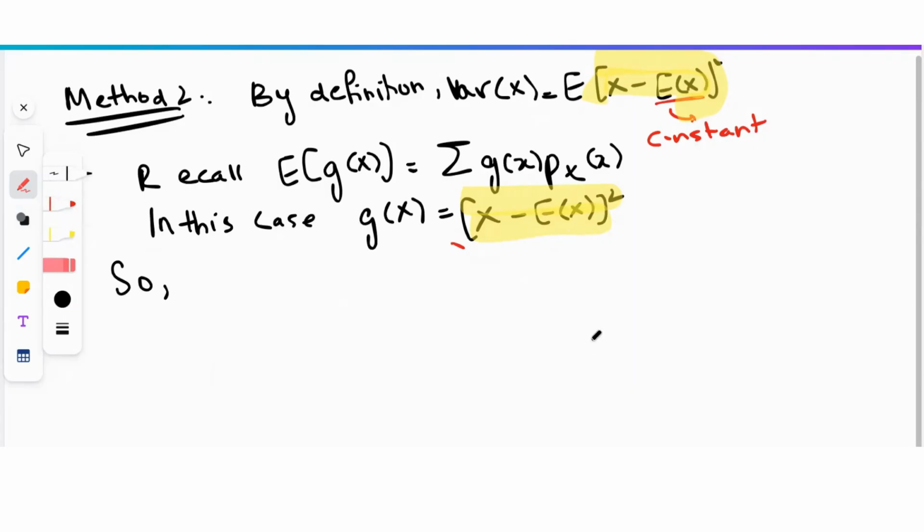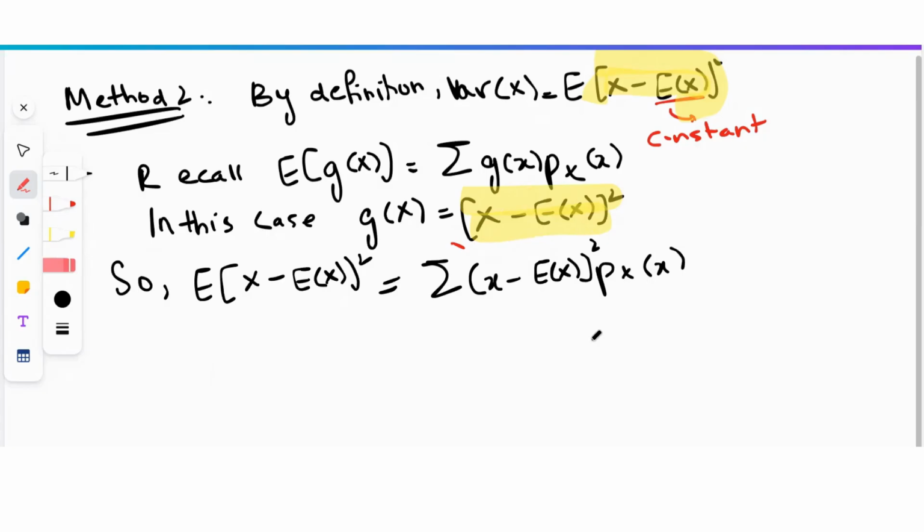So, using the fact of how we find the expected value of a function of a random variable, we can write this as a summation. Instead of g(x), we'll just put this function in: (x minus expected value of X) whole squared, times p(x). Because here g(x) is simply (X minus expected value of X) whole squared. We know how we find the expected value of any function of a random variable, and here that function is just (x minus expected value of X) squared. So this is essentially what we want to find.